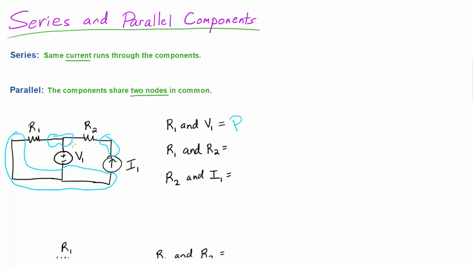R1 and R2 only share 1 node in common, and on top of that, a different current runs through R1 and R2. Because if you had some kind of current that was flowing in this circuit, let's say it was going this way, it would split off at this point right here in the middle. Okay, so these are neither.